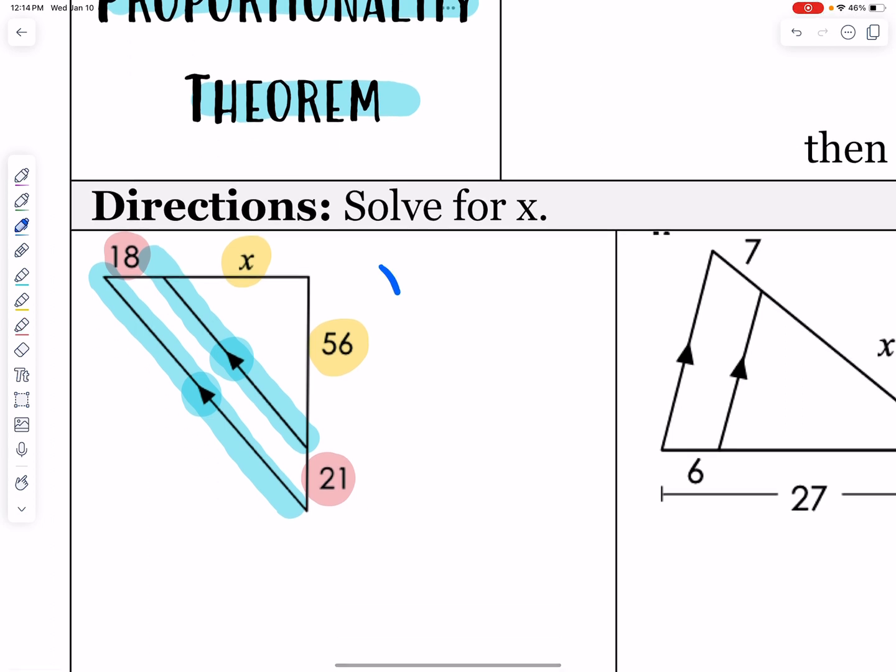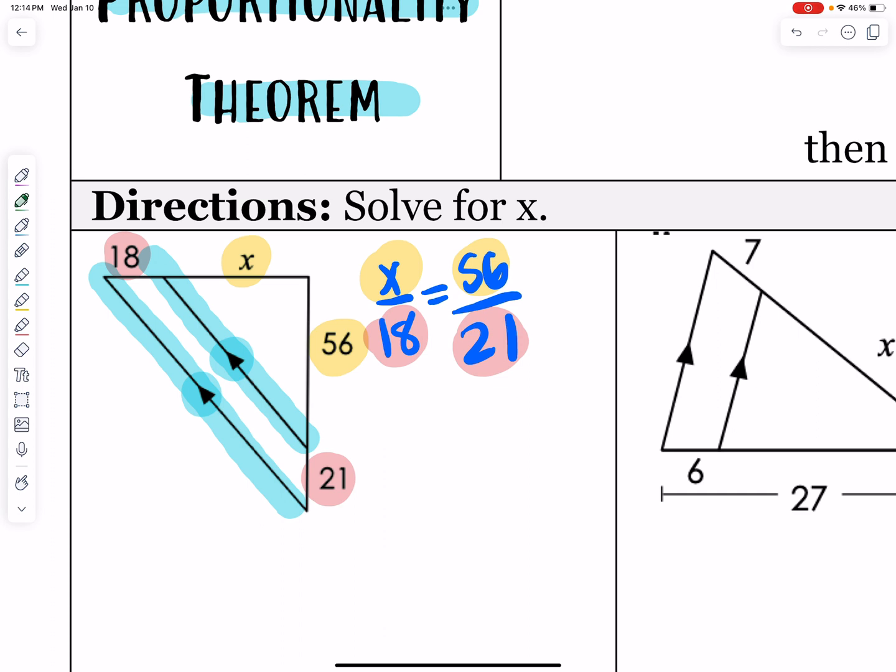This triangle proportionality theorem gives us x over 18 equals 56 over 21. Okay? So that is what allows us to solve. And so what are we solving for? We're solving for the missing piece, which is x. So we're trying to find out how long is x. So you're going to cross multiply. Whenever you solve a proportion, you're going to cross multiply.